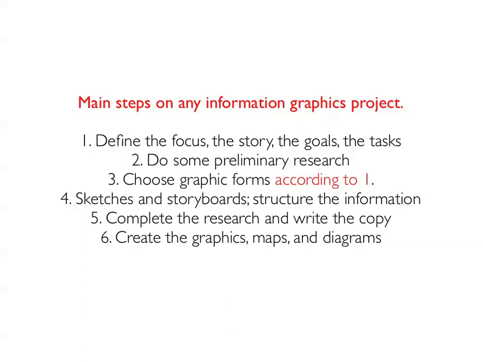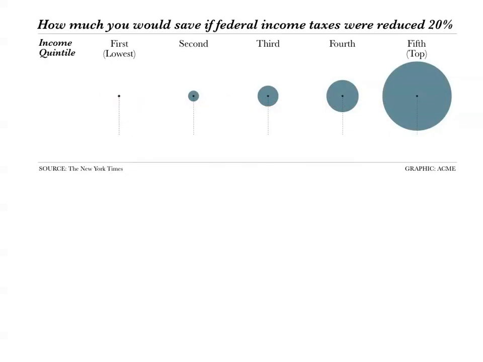Choosing graphic forms based just on aesthetic preferences can have serious consequences. See this chart, for instance. I am hiding the values for now. The graphic displays how much each person would save a year if income taxes were reduced by 20%. Some presidential candidates have proposed this measure.